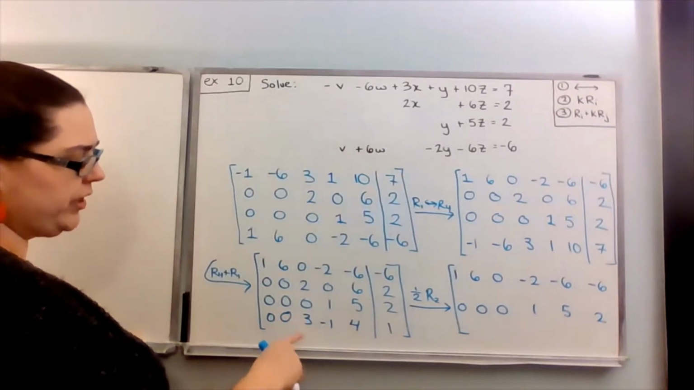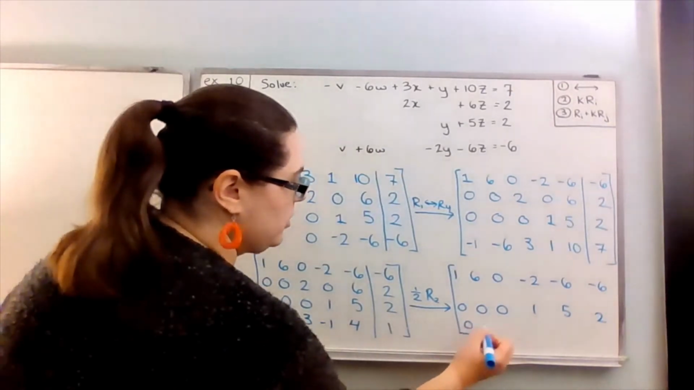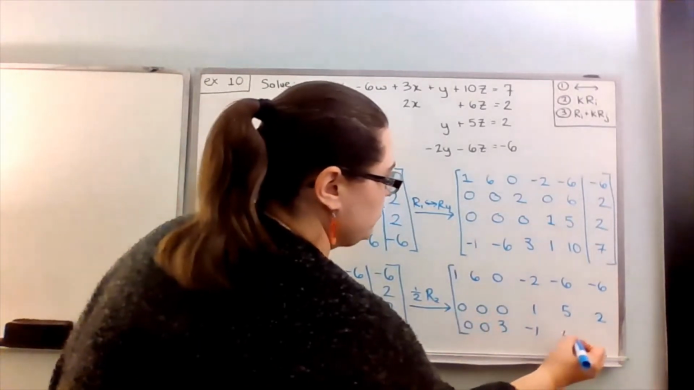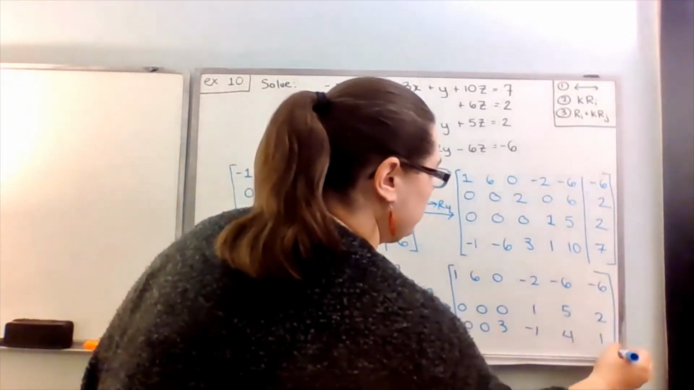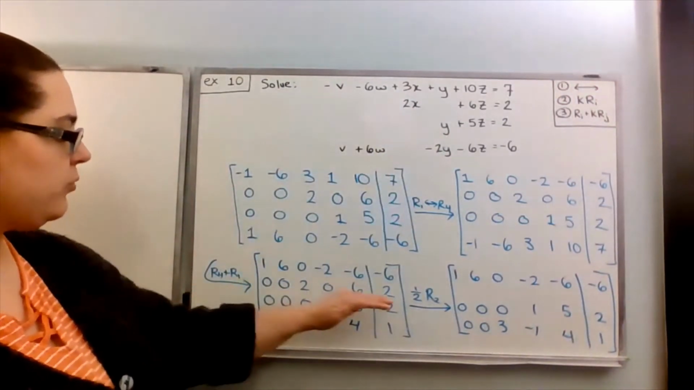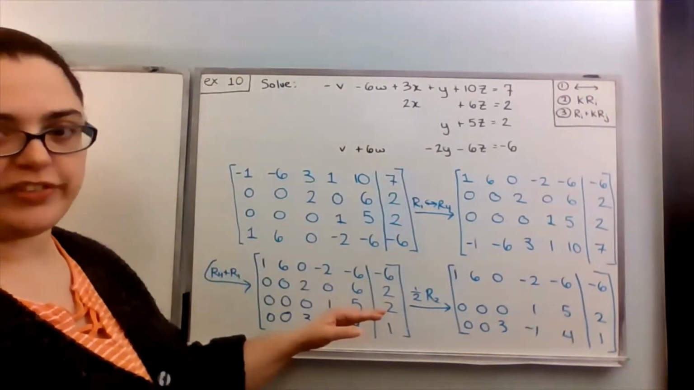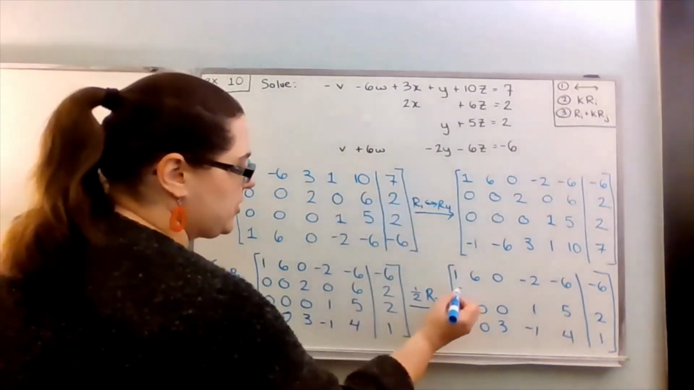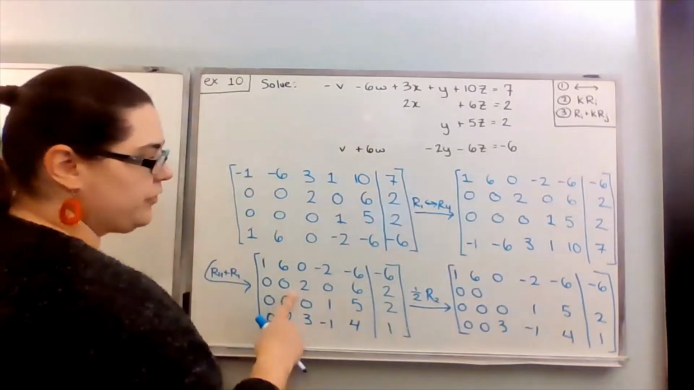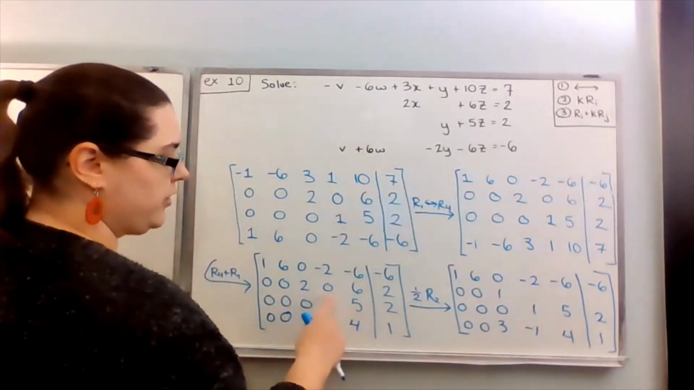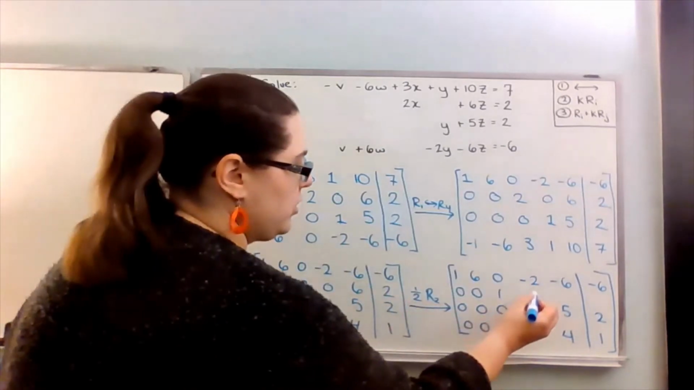2 zeros, 3, -1, 4, and 1. Okay, so now for my second row, all I'm going to do is divide each value by 2. So 0 divided by 2 is 0, so those are going to stay. Half of 2 is 1. Half of 0 is 0, and then I'm going to get 3 and 1.